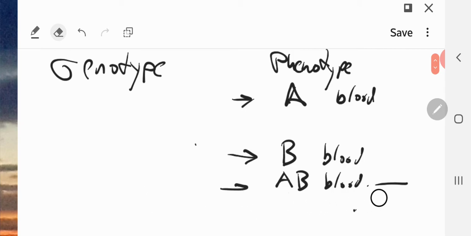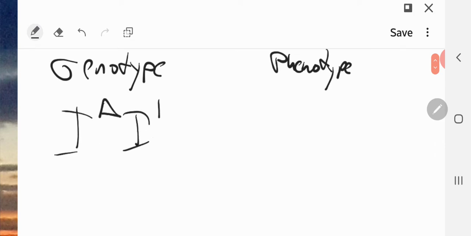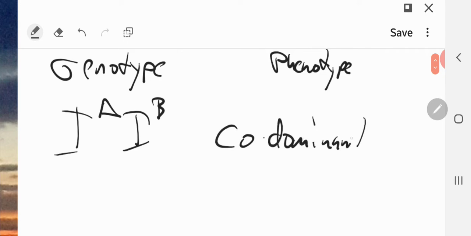Because the big I whatever acts dominant, but it doesn't dominate over another big I. So big I A, big I B, they coexist. This is co-dominant. You can get a combination of two. The fact that AB blood does exist means it's co-dominant.